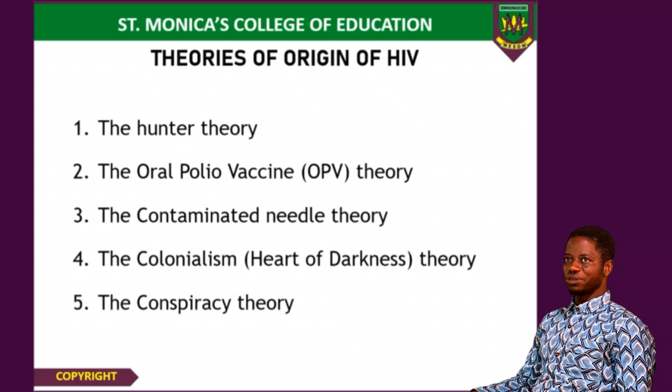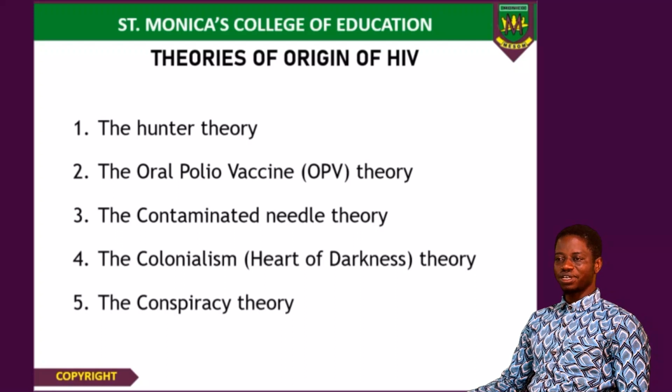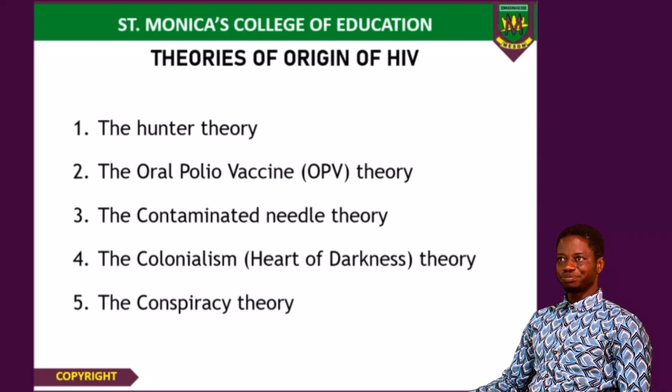Alright. Theories of origin of HIV. There are 5 main theories that talk about the origin of HIV: the hunter theory, the oral polio vaccine theory, the contaminated needle theory, the colonialism or heart of darkness theory, and then the conspiracy theory. So let's look at them one after the other.